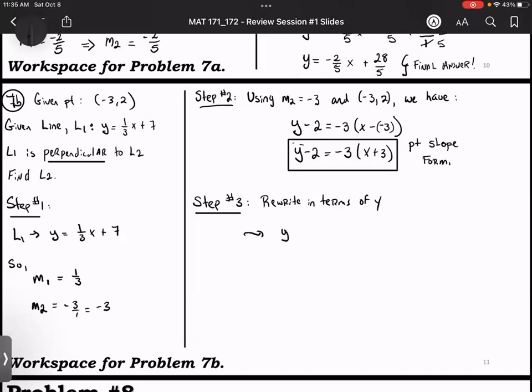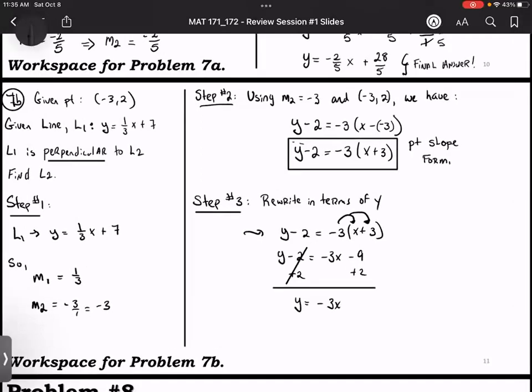So we pick up from where we left off, y minus 2 equals -3 times x plus 3. You're going to distribute the -3 inside the parentheses first. This will give us negative 3x minus 9. Then you add 2 to both sides. So the 2's on the left are canceled. This will give us y equals negative 3x. What's negative 9 plus 2? Negative 7. And that's it. This would have been now your slope-intercept form.